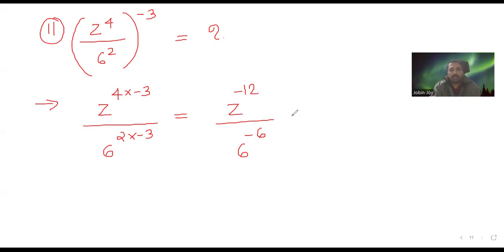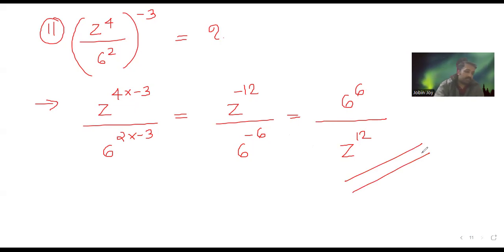Okay, so I can write like this. I will move this Z raised to minus 12 to the denominator. What happens? It will change into plus. So Z raised to 12, right? Then I will move this denominator into numerator. This is 6 raised to minus 6, so this will become 6 raised to 6. So this 6 raised to minus 6 will move to the numerator by changing the sign of the power. Similarly, Z raised to minus 12 moves to the denominator by changing the sign of the power. So the final answer is 6 raised to 6 divided by Z raised to 12.